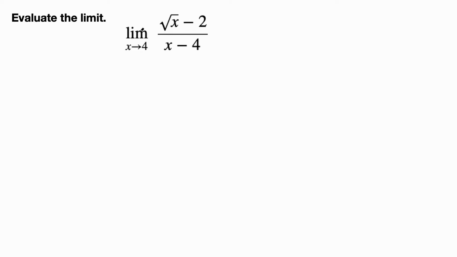Evaluate the limit. We've got the limit of root x minus 2 all over x minus 4 as x goes to 4. First up, we just plug in x equals 4. Unless we have 0 on the bottom, we are good. So x going to 4: 4 minus 4, 0 on the bottom. Square root of 4 is 2, minus 2, 0.